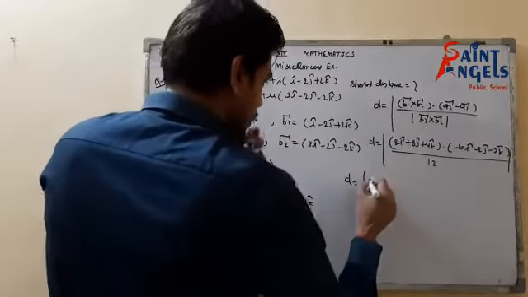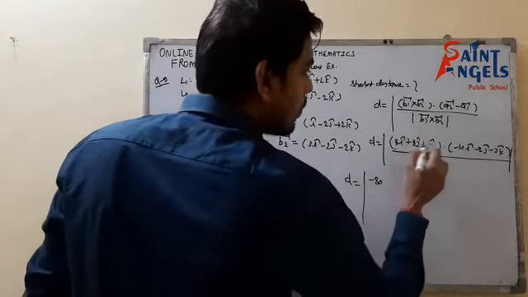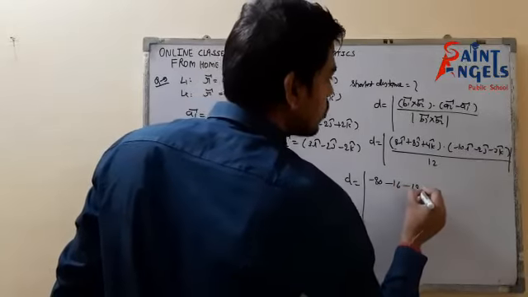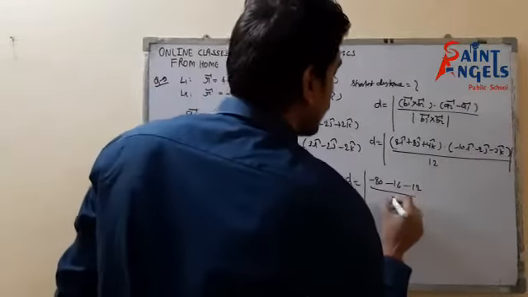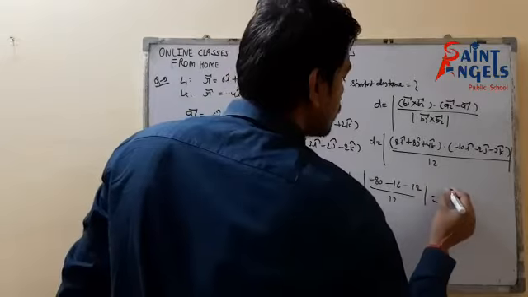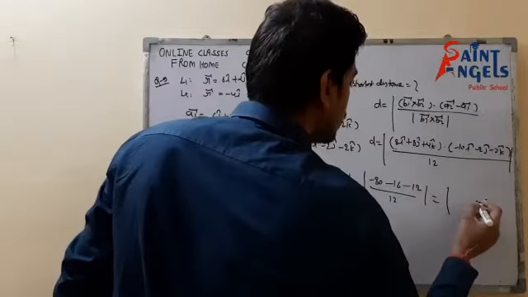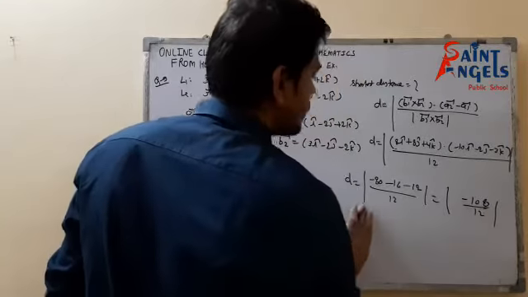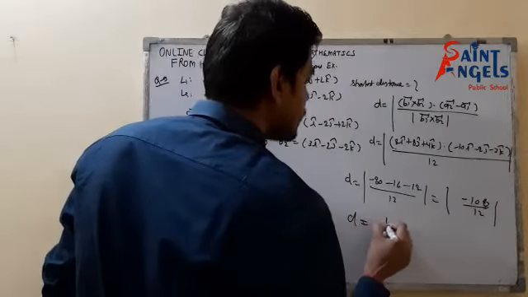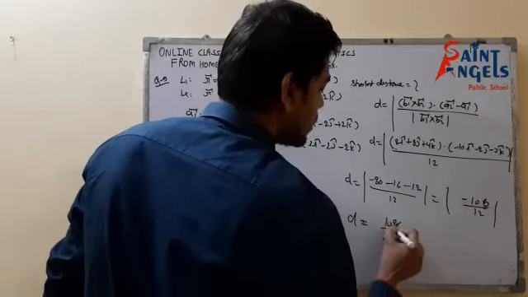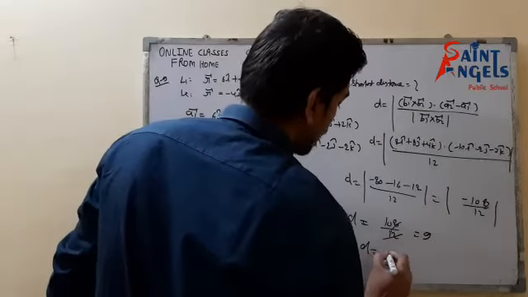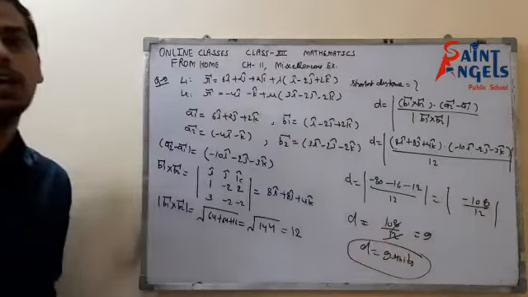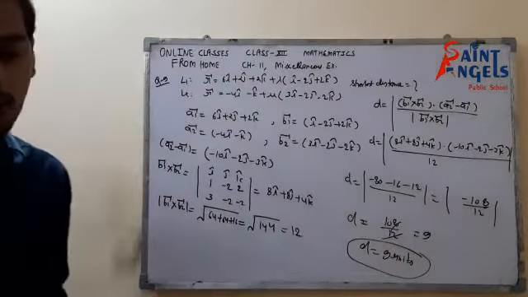So minus 80 minus 16 minus 12, upon 12. So that would be minus 108 upon 12. And because this is distance, it cannot be negative, so it is 108 upon 12, so that is 9. So distance is 9 units. So the shortest distance between these two given lines is 9 units. I hope it's clear. So please pause the video and note it down.